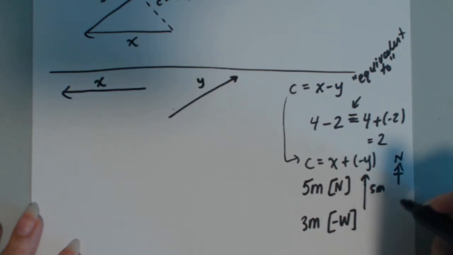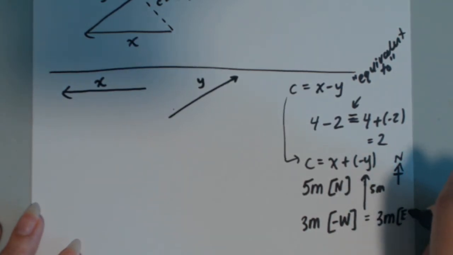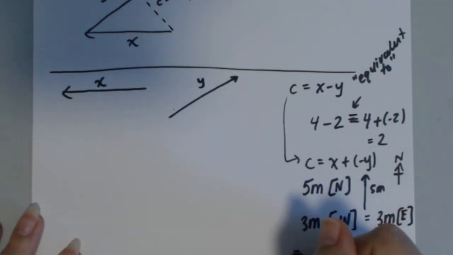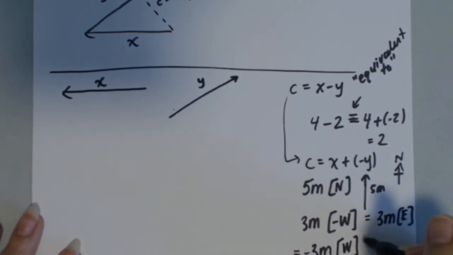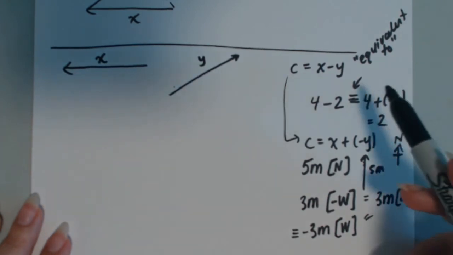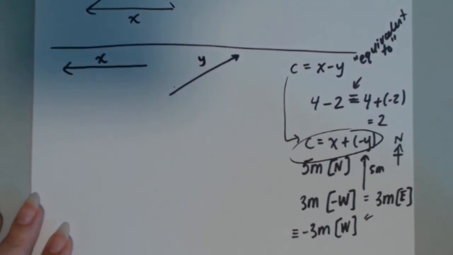Negative west is east. So that means she's traveling 3 meters east. Now, you can put the negative in front of the west, or you can put the negative in front of the 3, negative 3 meters west. They're both equal to 3 meters east. All right, so negative just means, where is it? Negative just means you're going in the opposite direction.